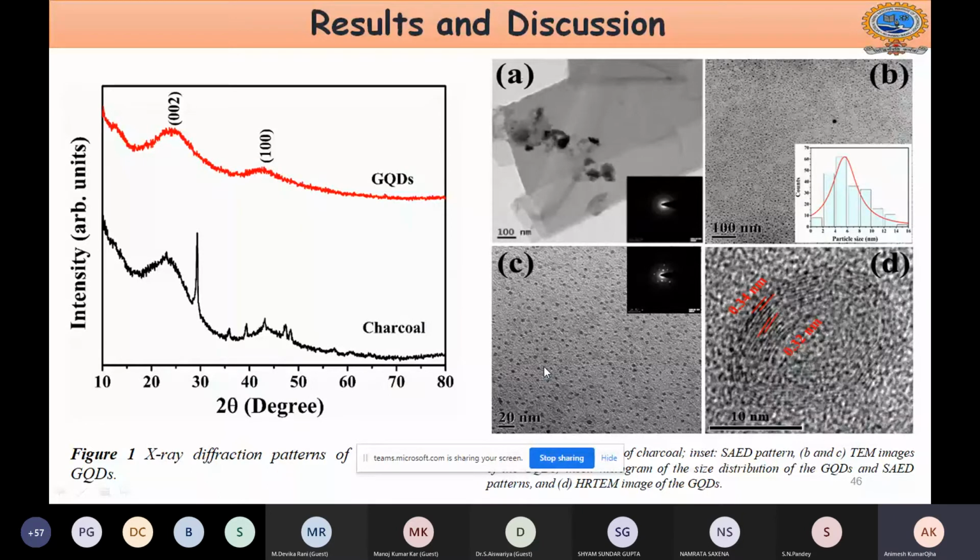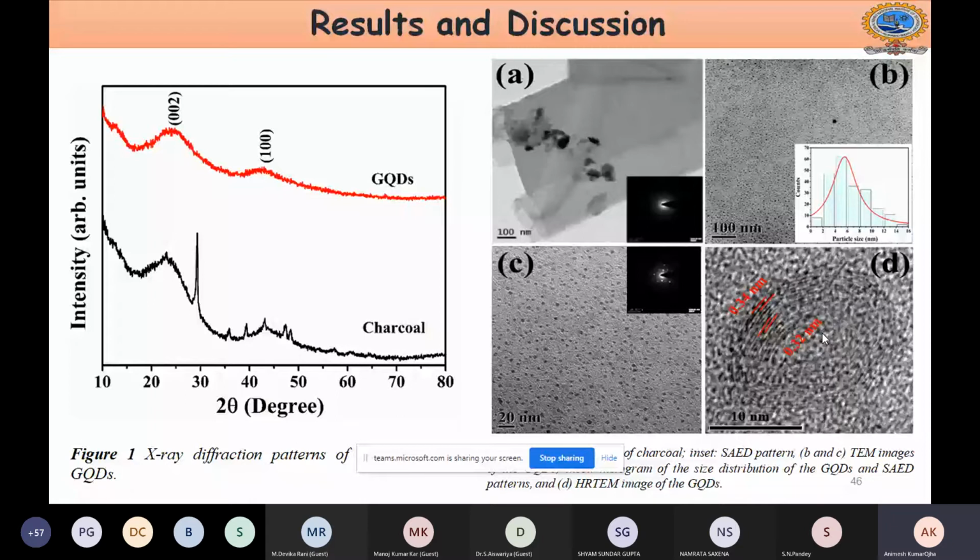This SAED pattern shows a ring, and this means that the structure is similar to what we have seen for the structure of graphene. In HR-TEM the layers and planes can easily be visualized, and the distance between two planes is measured to be 0.32 nanometer, which is close to what we have determined using XRD.